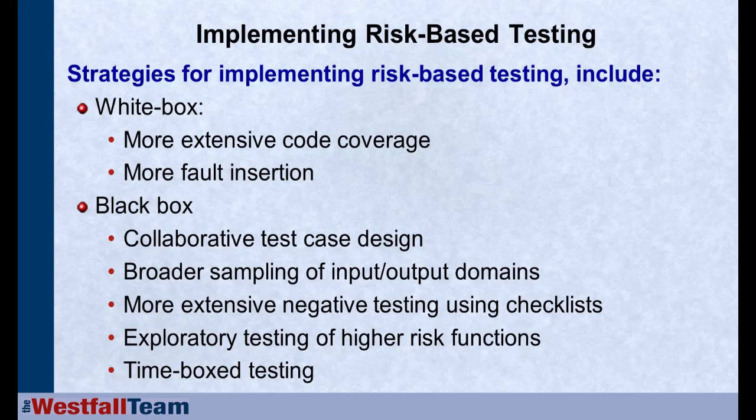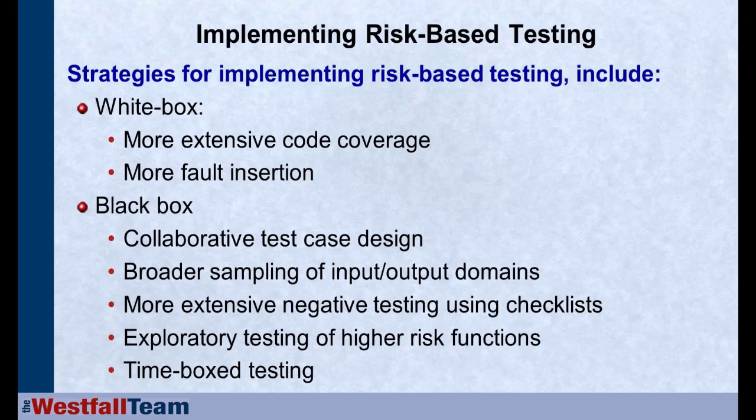We can look at broader sampling of our input and output domains. An example here, let's say that software is just looking for an input between 1 and 100. Well, we can look at that input domain and break it up into equivalence classes. We have all the numbers between 1 and 100 inclusively that are positive test cases, all the numbers less than 1, all the numbers greater than 100, which are 2 negative equivalence classes. So there's 3 equivalence classes there.